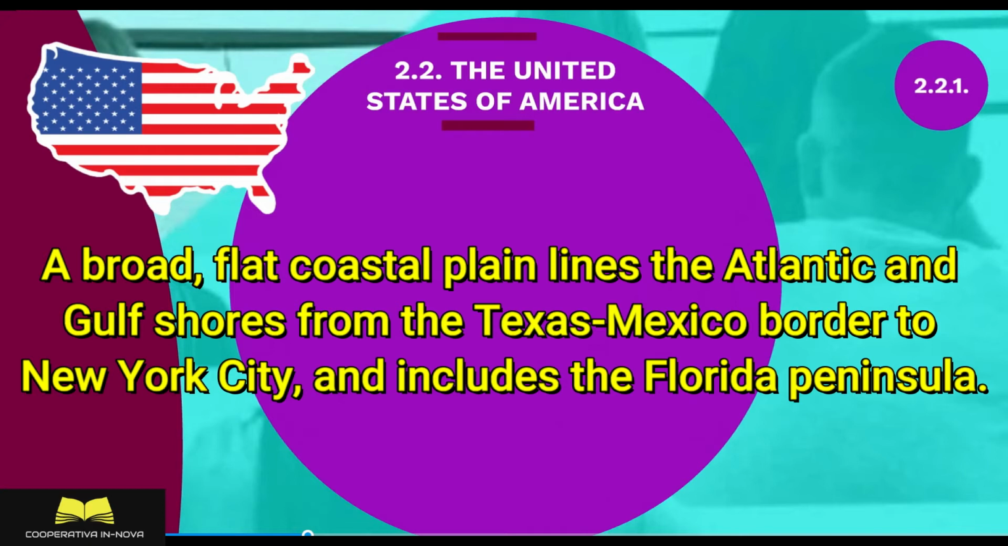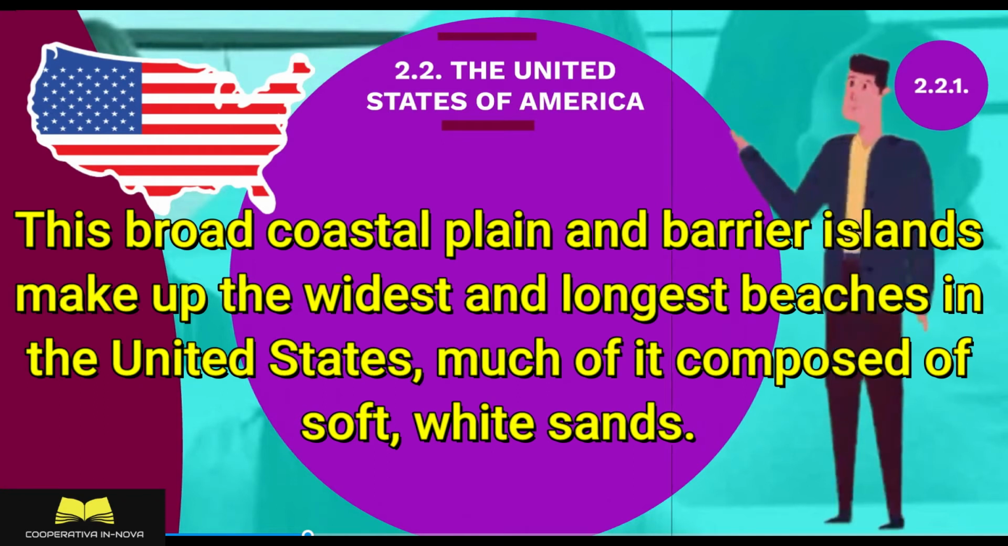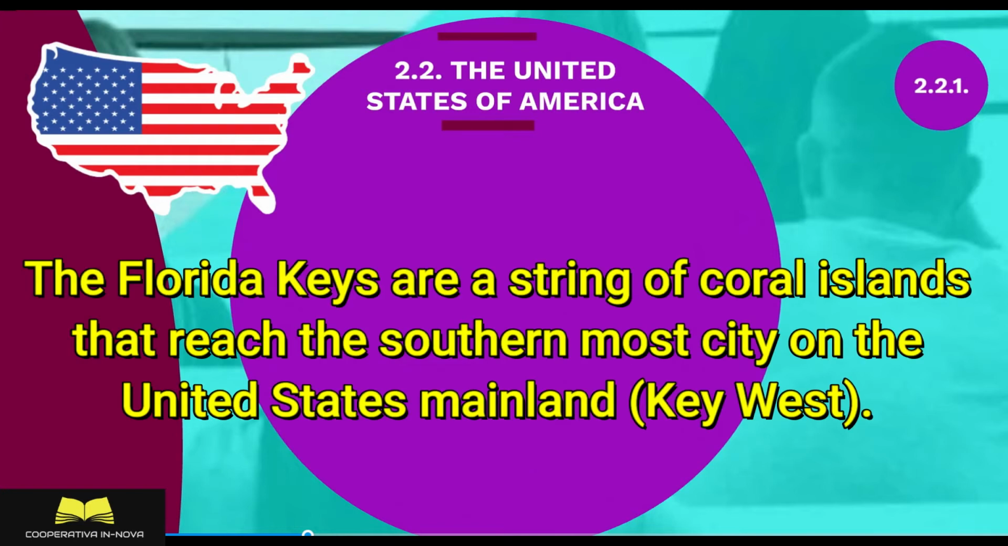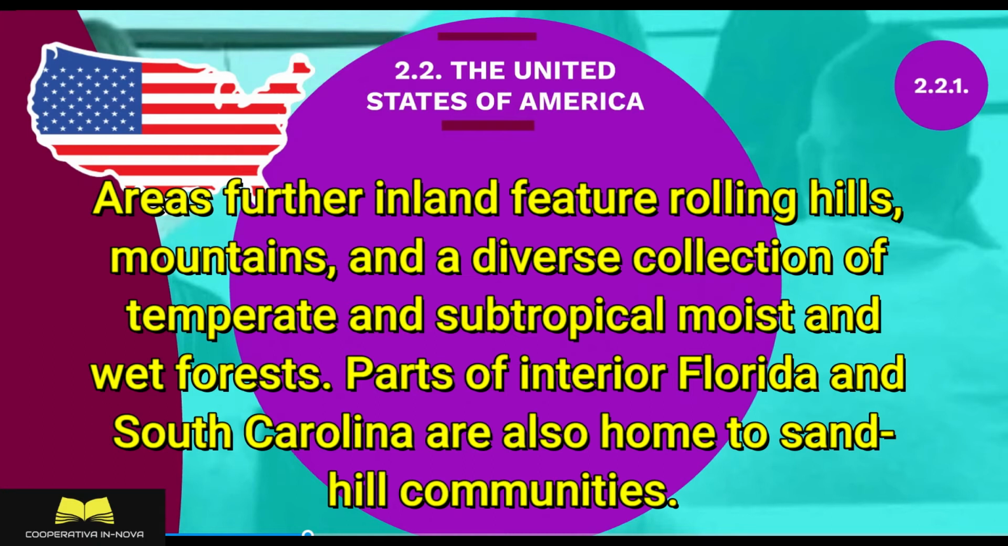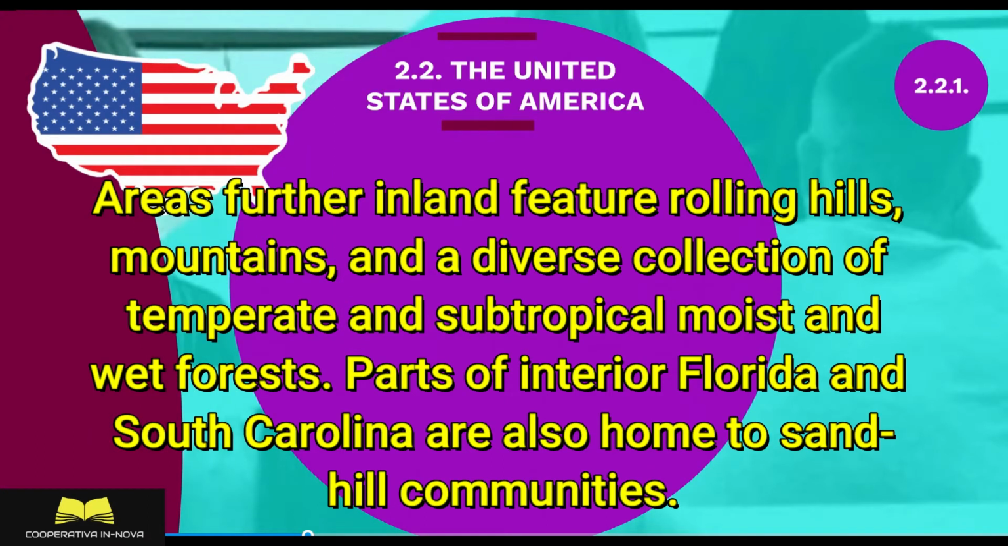A broad, flat coastal plain lines the Atlantic and Gulf shores from the Texas-Mexico border to New York City, and includes the Florida Peninsula. This broad coastal plain and barrier islands make up the widest and longest beaches in the United States, much of it composed of soft, white sands. The Florida Keys are a string of coral islands that reach the southernmost city on the United States mainland, Key West. Areas further inland feature rolling hills, mountains, and a diverse collection of temperate and subtropical moist and wet forests. Parts of interior Florida and South Carolina are also home to sandhill communities.